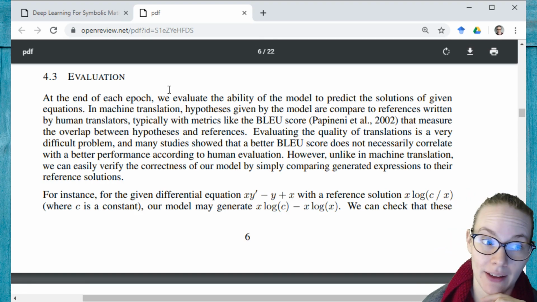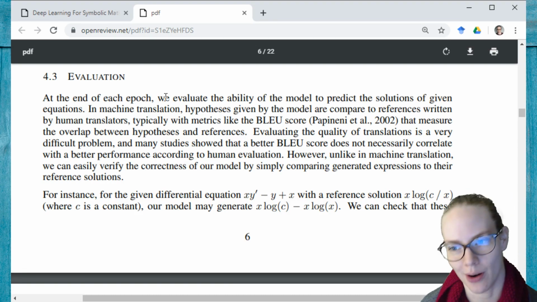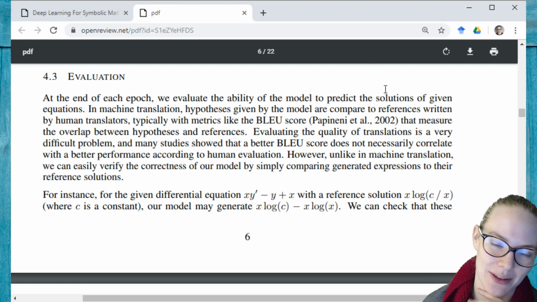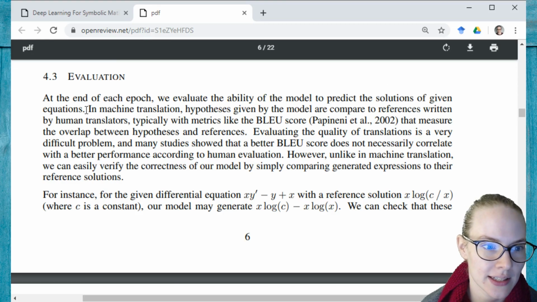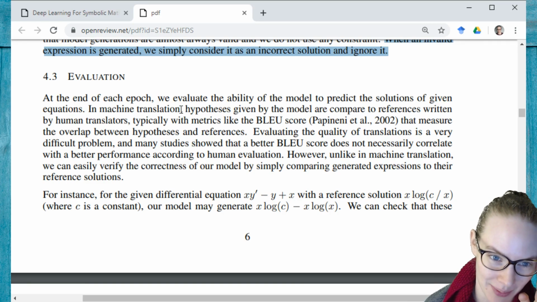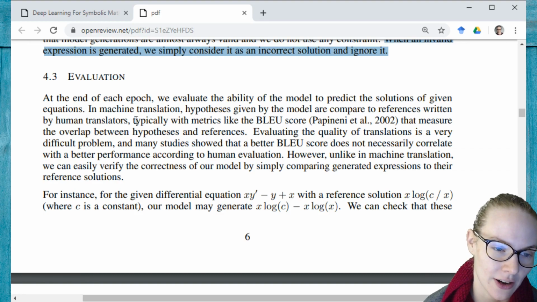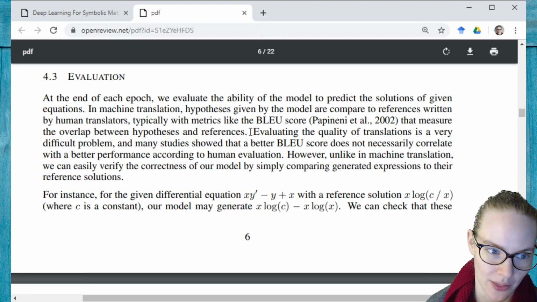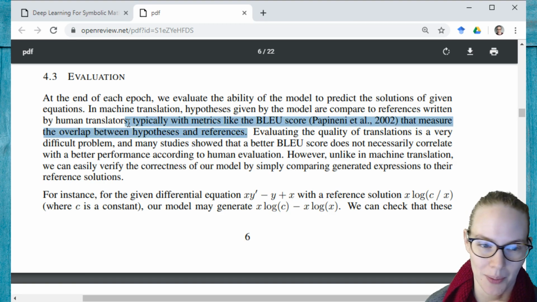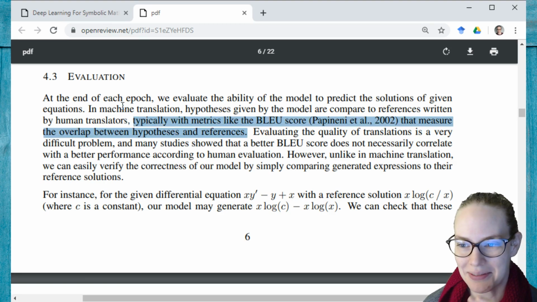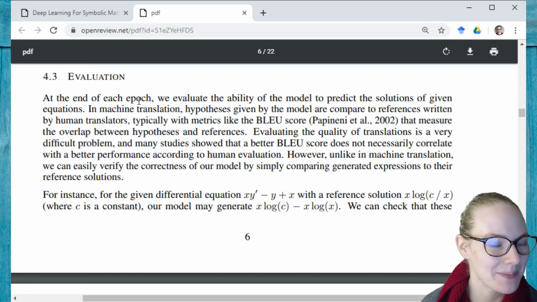All right, evaluation. At the end of each epoch, we evaluate the ability of the model to predict the solutions of given equations. In machine translation, hypotheses given by the model are compared to references written by human translators, typically with metrics like BLEU score, that measure the overlap between hypotheses and references. And I have written a blog post about why BLEU is only helpful sometimes.